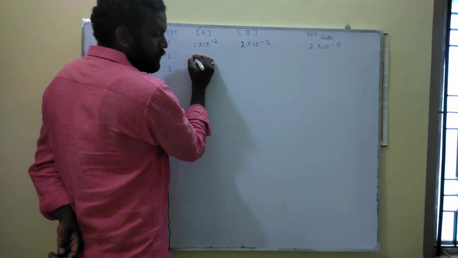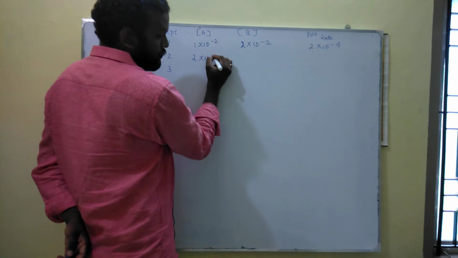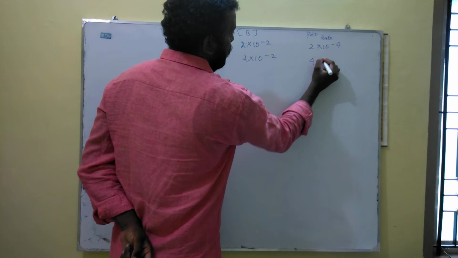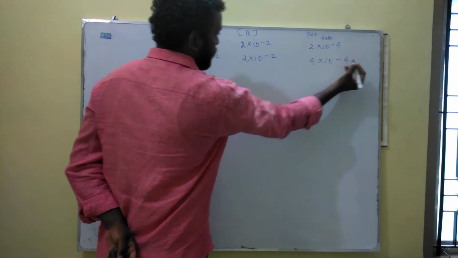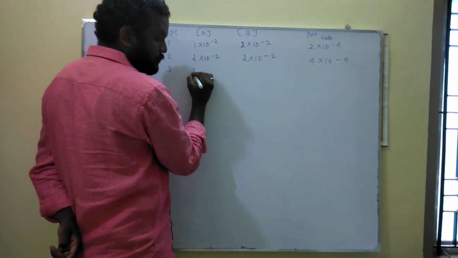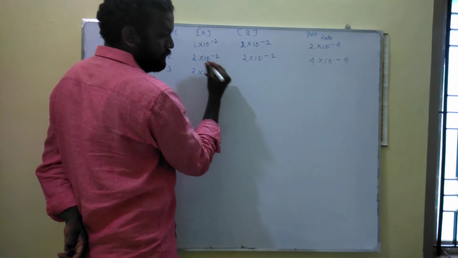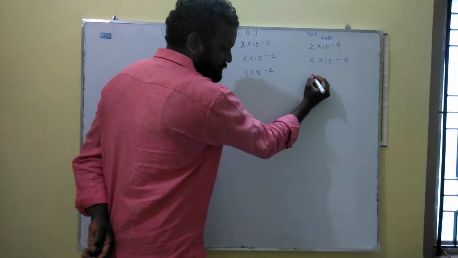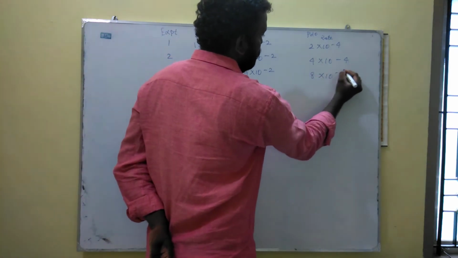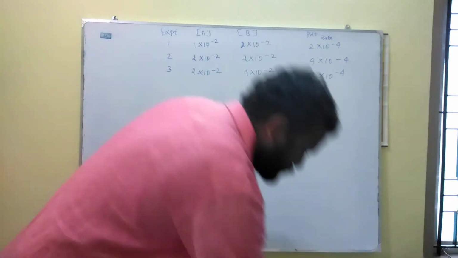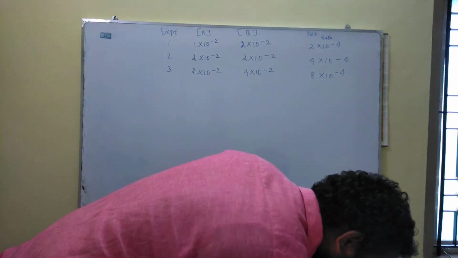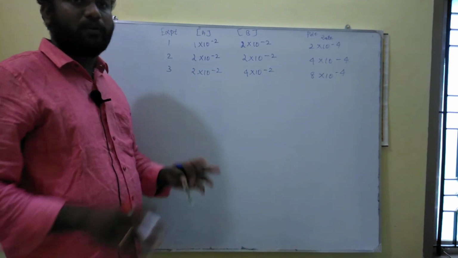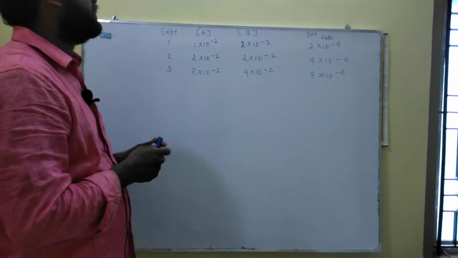The second one: A is 2 into 10 power minus 2, B is the same, 2 into 10 power minus 2, and the rate is 4 into 10 power minus 4. Third experiment: 2 into 10 power minus 2, 4 into 10 power minus 2, and the rate observed is 8 into 10 power minus 4. From this we can calculate the order of the reaction, the individual orders and the overall order. It is the usual calculation, just like in the previous one.